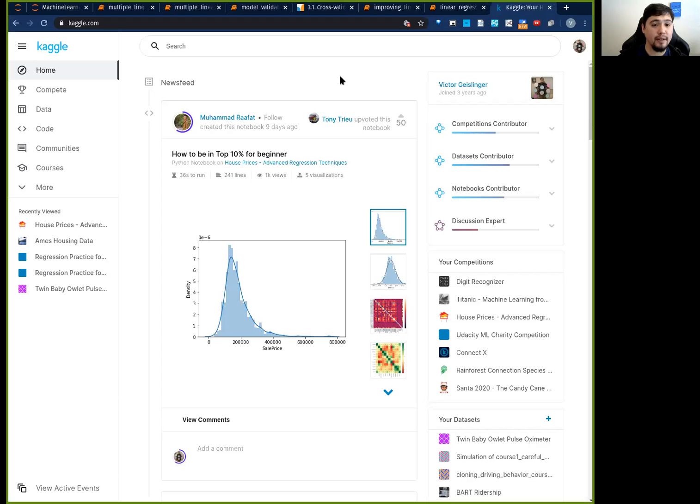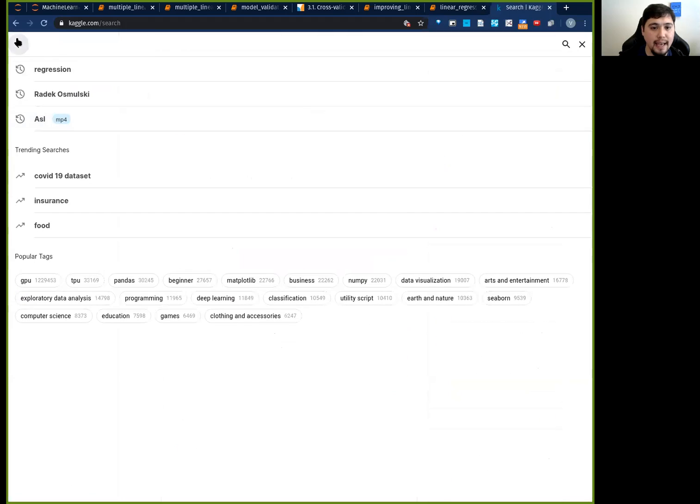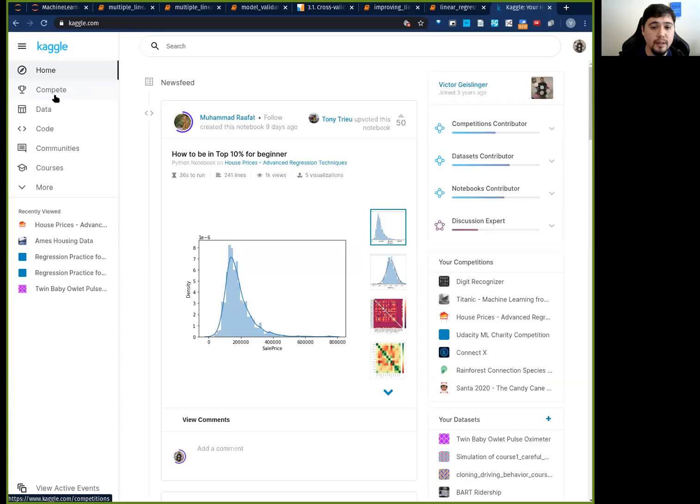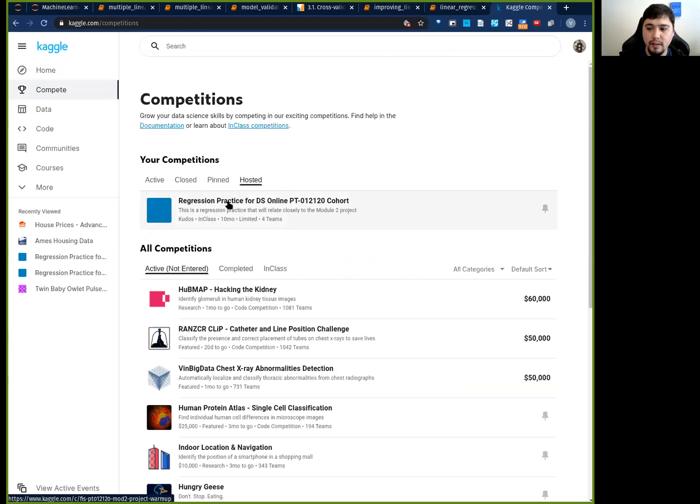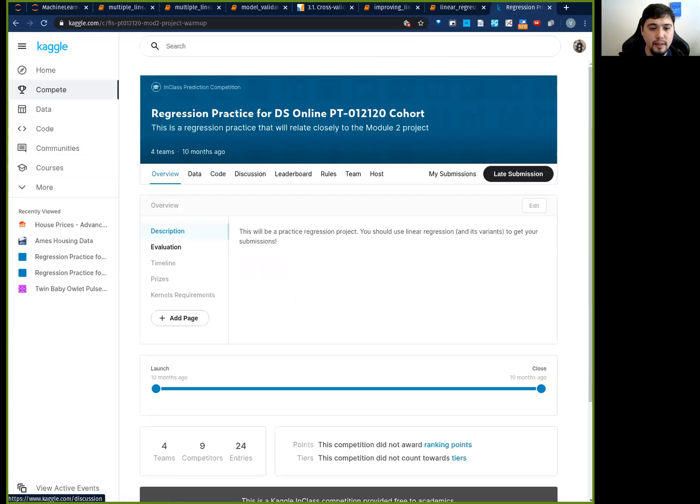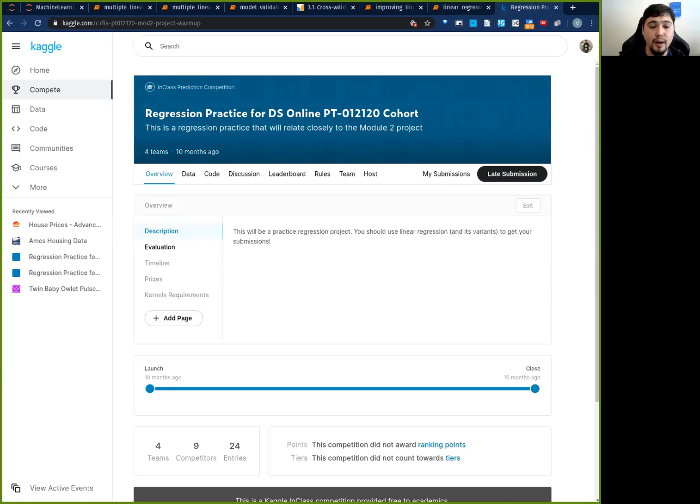And what we're going to do, we're going to have a competition. So I'll show you one of the competitions I had with another cohort that will be very similar to this. This was a practice where they did linear regression. If you've ever seen a Kaggle competition, I'll show you exactly how you get this. Basically, you're provided with data.